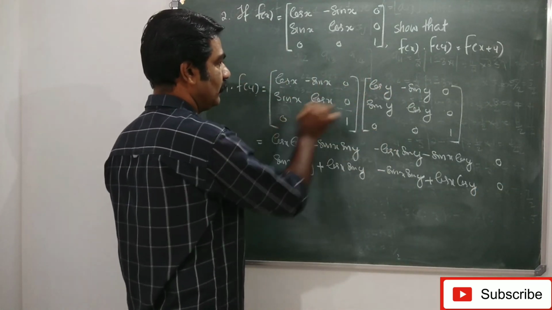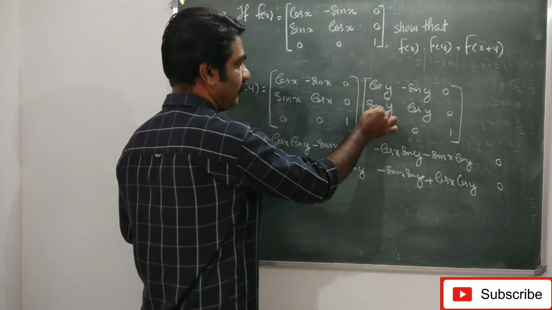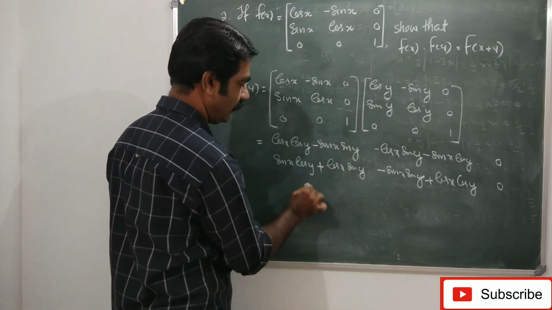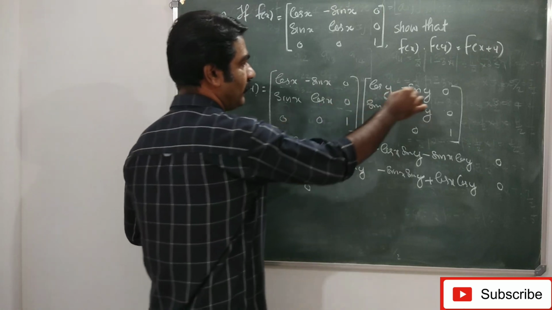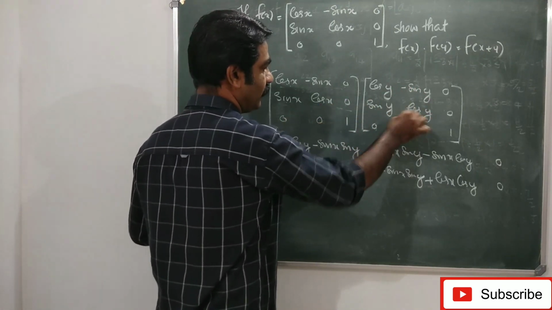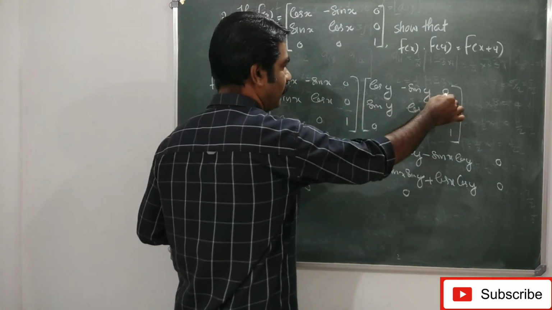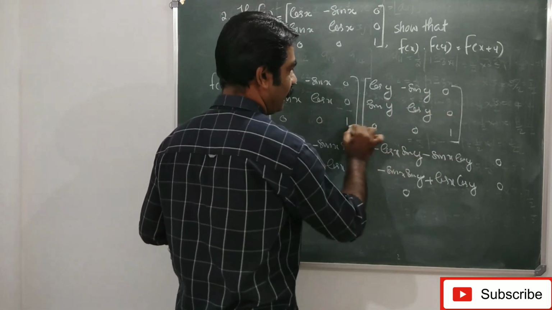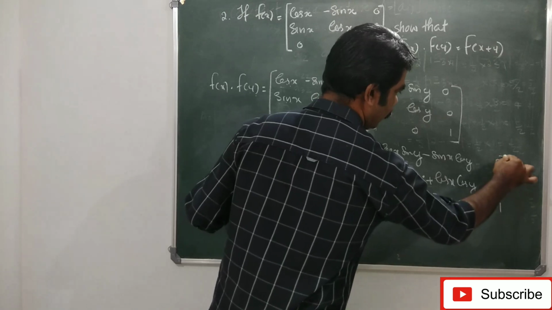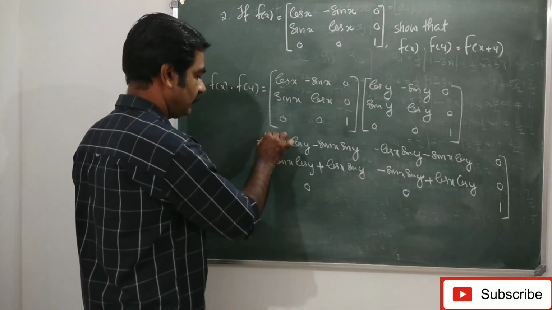Now the third row with the first column. 0 into cos y, 0. 0 into sin y, 0. 1 into 0. So the element is 0. Now 0 into sin y, 0. 0 into cos y, 0. 1 into 0 also 0. Now 0 into 0 becomes 0, plus 0 into 0, 1 into 1 is only 1. So this is the answer.